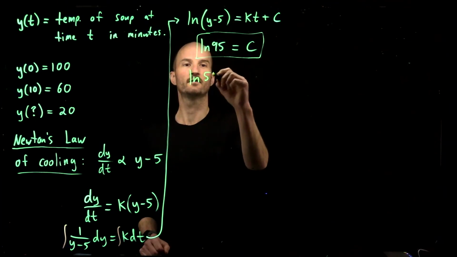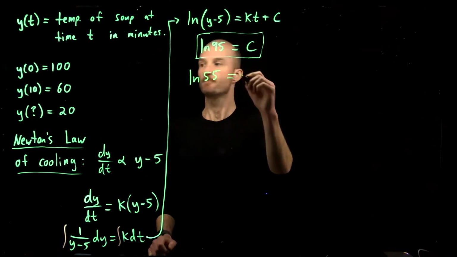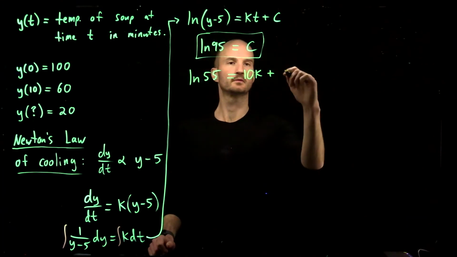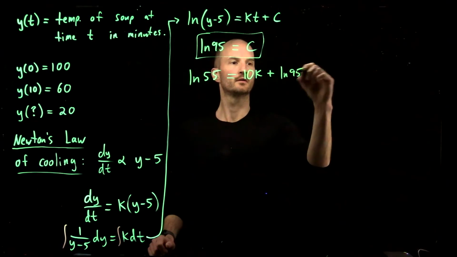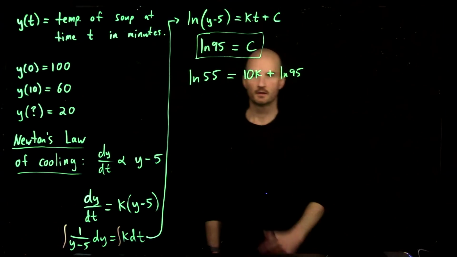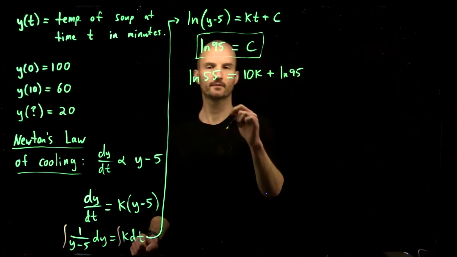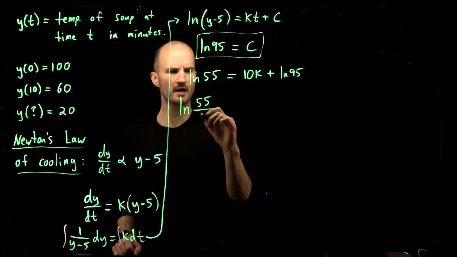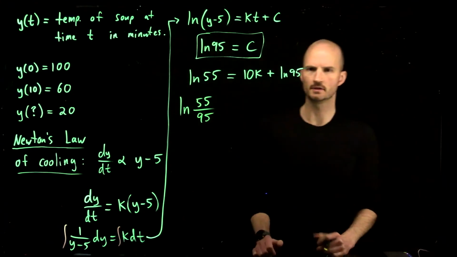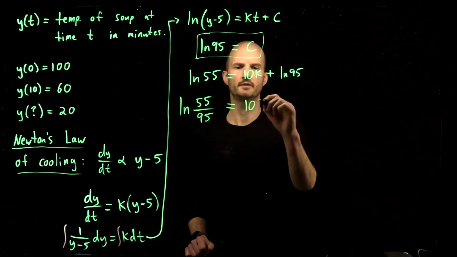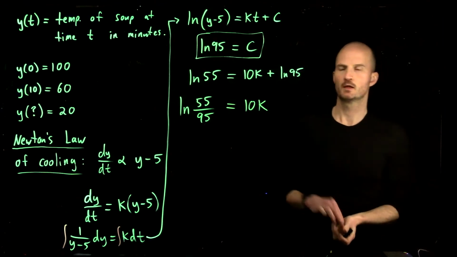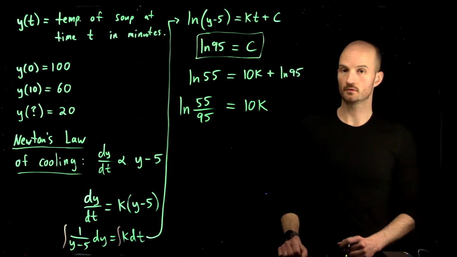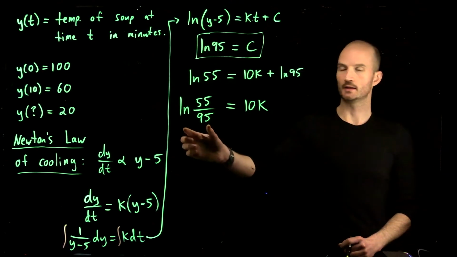ln of 60 minus 5, which is ln 55, is 10k plus c, which is ln 95. So I'm going to bring this ln over here. So I have a subtraction. And when you subtract lns, you can divide on the inside. So this ln came over here, so I had ln 55 minus ln 95, which, using log rules, gives me this.